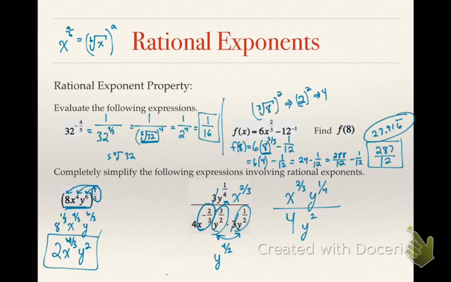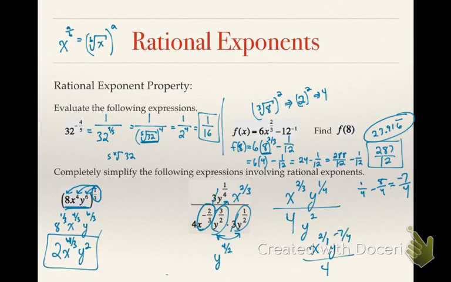Now I'm noticing I still have two y terms, so since one's on the top, one's on the bottom, I have to subtract the exponents to find out what goes on the top. 1/4 minus 2, which is minus 8/4, gives me negative 7/4. So this reduces down into x to the 2/3 y to the negative 7/4 all over 4.